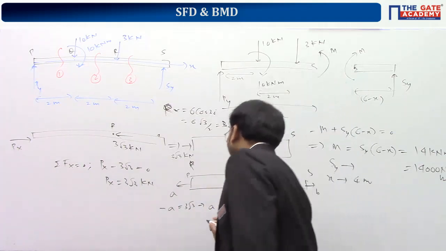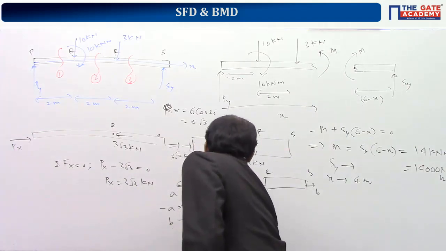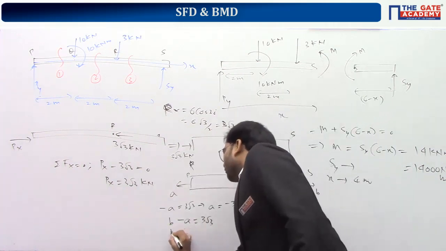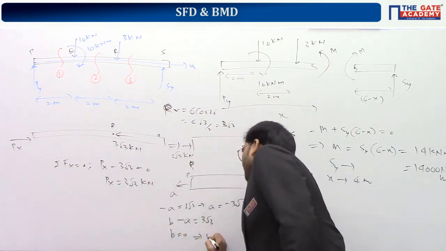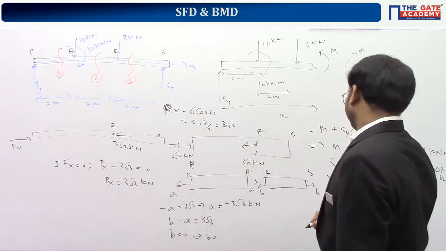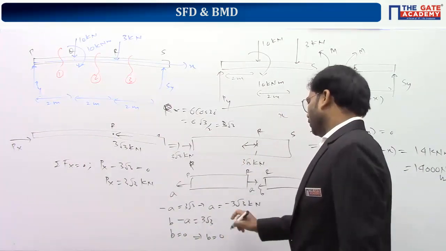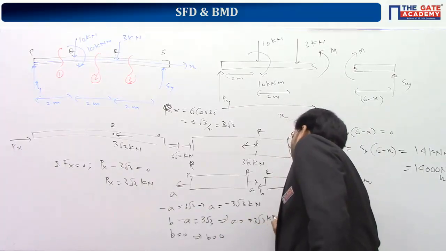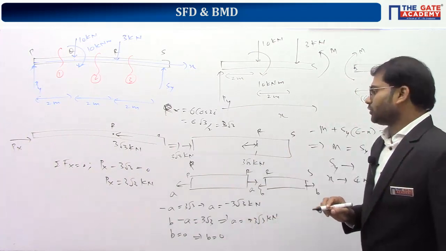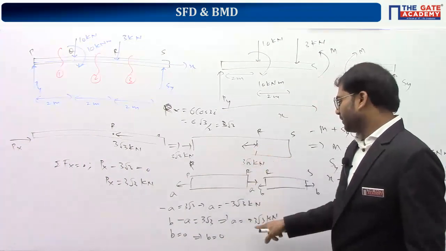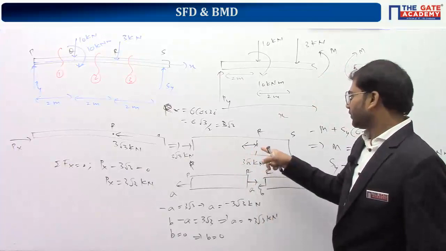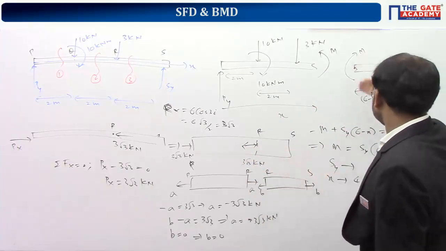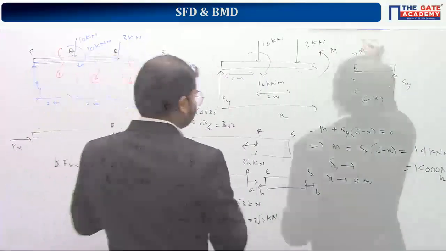At junction R we have B minus A is equal to 3 root 3. At junction S we have B is equal to 0. So from this also we are getting A is equal to minus 3 root 3 kilonewton. So we got to know that from here to here there is a compressive force of 3 root 3 kilonewton, and from here to here there is no force at all in the normal direction. Clear?